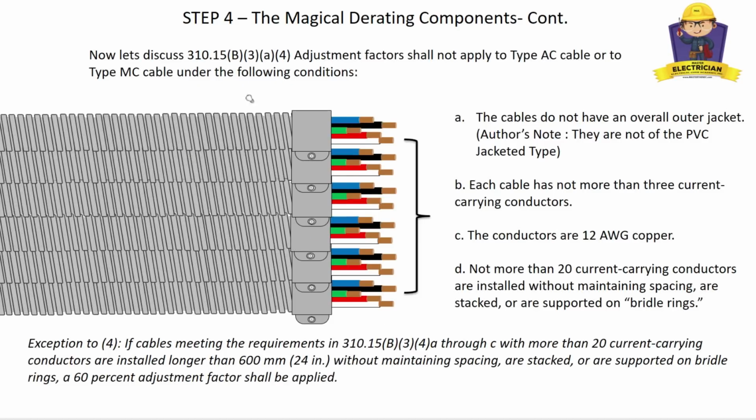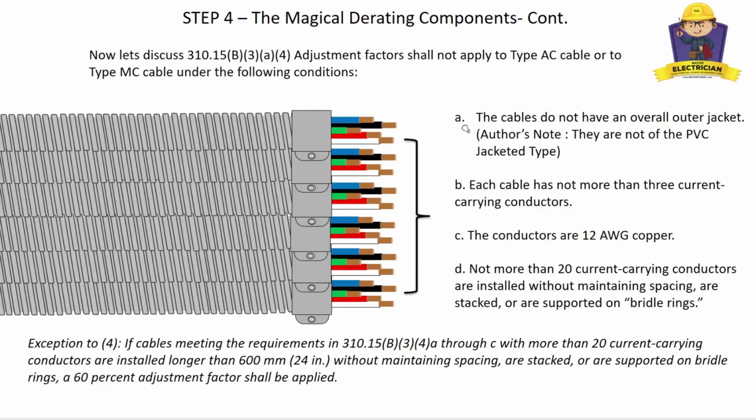Now let's talk about MC cable. Under 310.15(B)(3)(a)(4) for MC and AC cable, let's say I don't want to apply an adjustment factor. Well, if I meet all the rules here, A, B, C, and D, then I don't have to apply an adjustment factor. But I still have an ambient, depending on the temperature these are located in. But we're just trying to see what kind of rule allows us to not have to apply an adjustment factor.